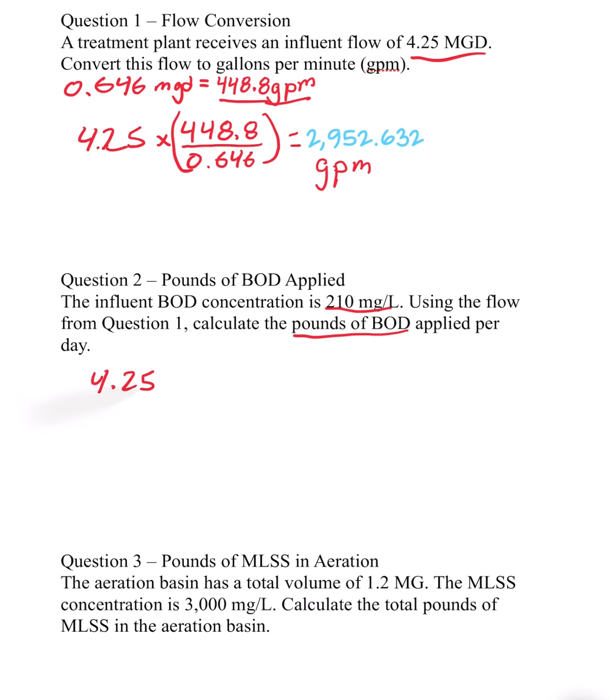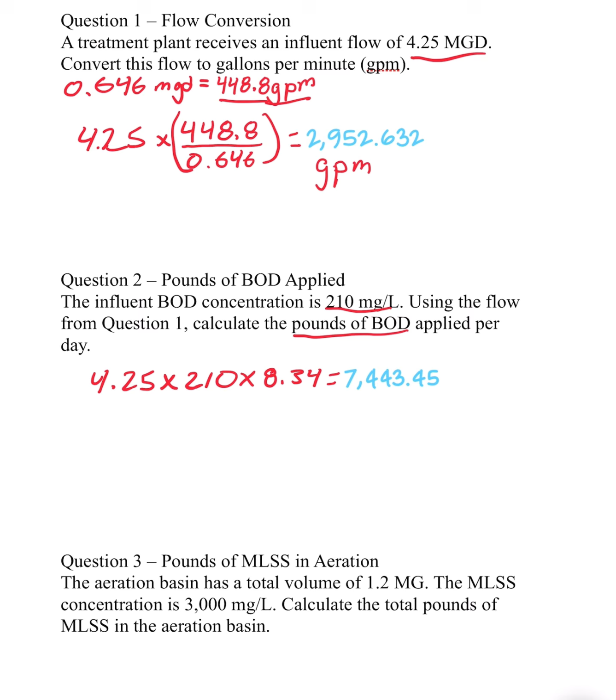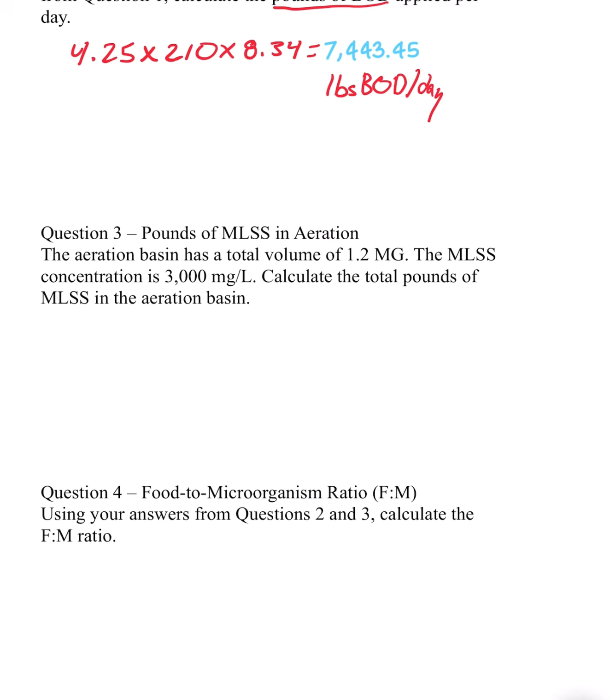So our flow is 4.25 times 210 times 8.34 as our constant. And that's going to equal 7,443.45 pounds of BOD per day. And that's our answer right there.